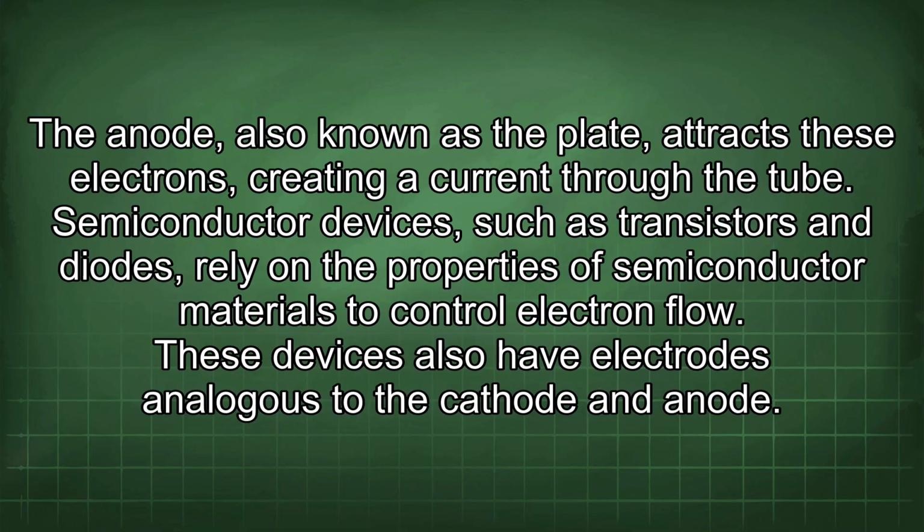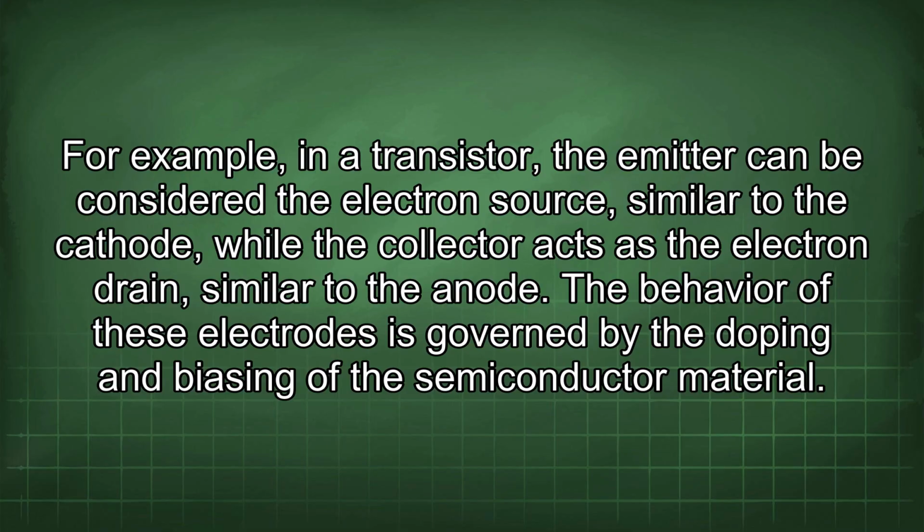Semiconductor devices, such as transistors and diodes, rely on the properties of semiconductor materials to control electron flow. These devices also have electrodes analogous to the cathode and anode. For example, in a transistor, the emitter can be considered the electron source, similar to the cathode, while the collector acts as the electron drain, similar to the anode. The behavior of these electrodes is governed by the doping and biasing of the semiconductor material.